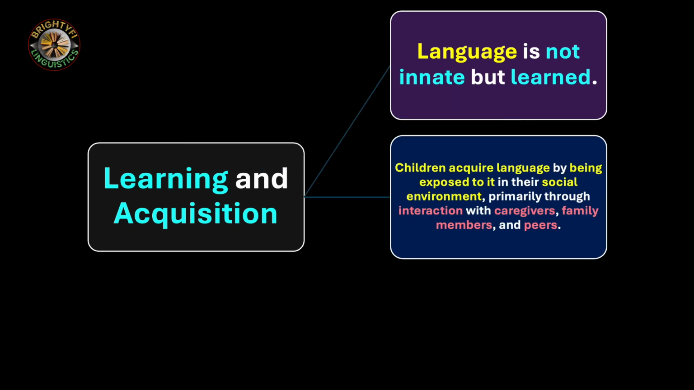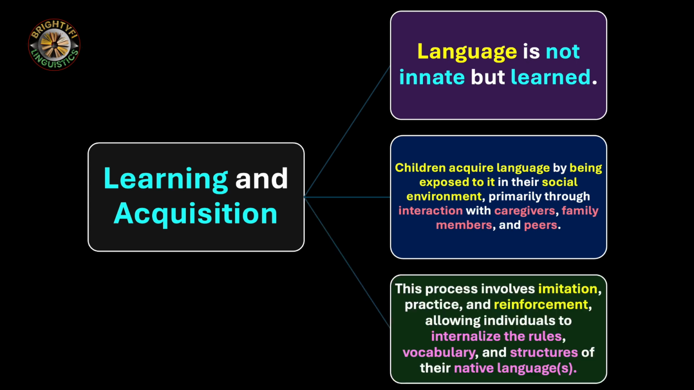We have the next point. Children acquire language by being exposed to it in the social environment, primarily through interaction with caregivers, family members, and peers. This process involves imitation, practice, and reinforcement, allowing individuals to internalize the rules, vocabulary, and structures of their native languages.